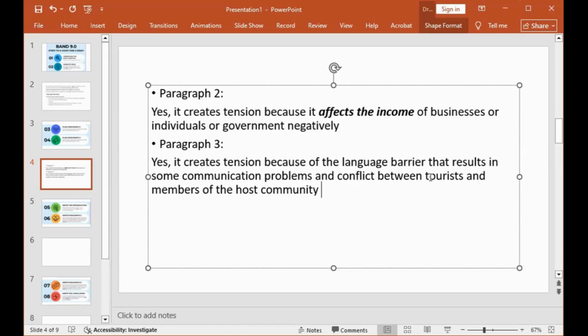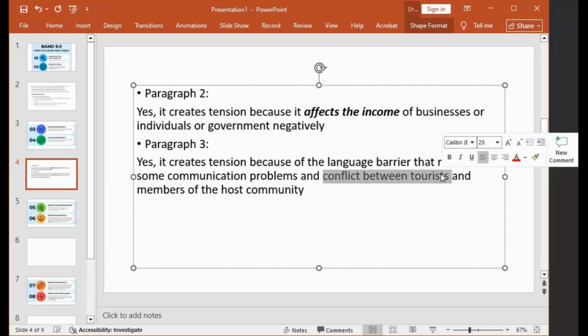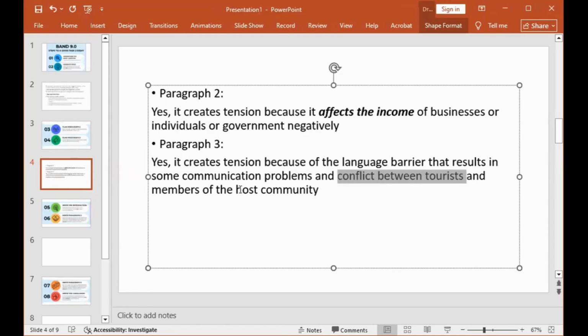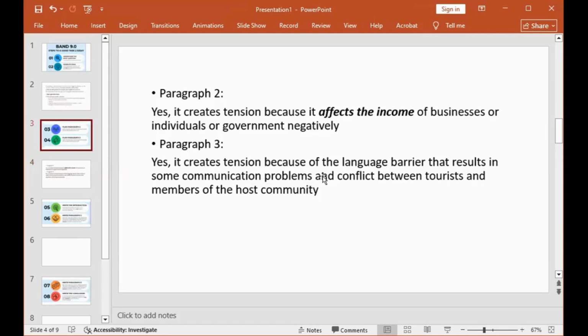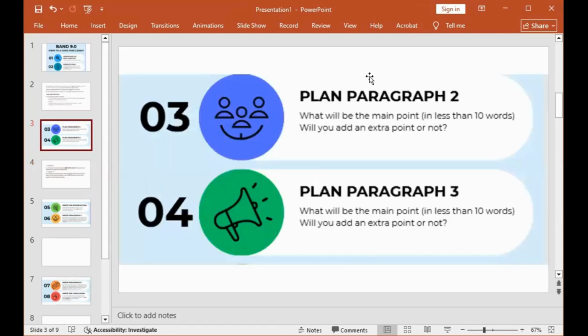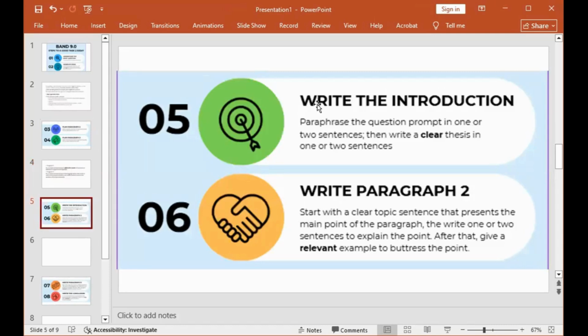Do you get the point now? But the focus here is what? The first thing that we need to deal with is this issue of what? Between the tourists and members of the host communities. So you see this thing here. This is a team-specific word, host community. All right. So we have our idea of what will be in paragraph 2 and what will be in paragraph 3. Now, what is step 5? Which one is step 5?